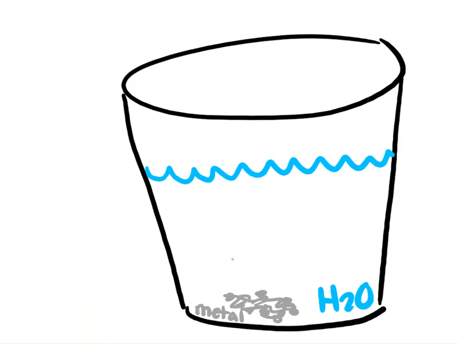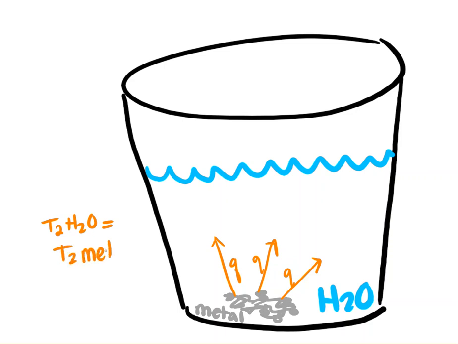So when you dump the metal in, immediately heat is transferred because the metal is hot. And heat is always transferred from hot to cold. And that transfer will occur until the temperature of the water and the metal are the same. We call that thermal equilibrium. So that's important because that means that T2, or the final temperature of the water, is equal to T2 for the metal.